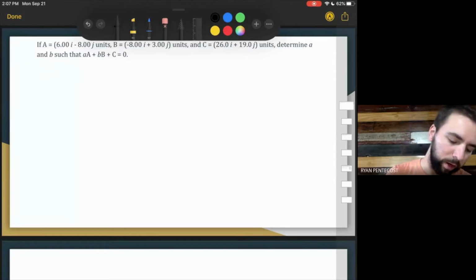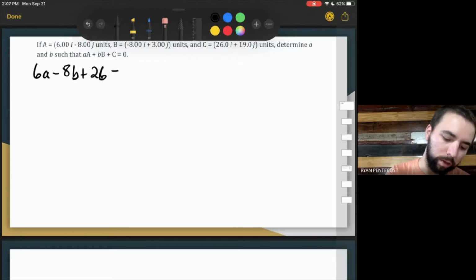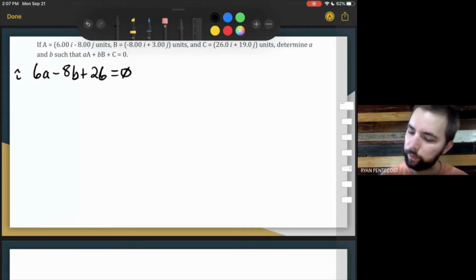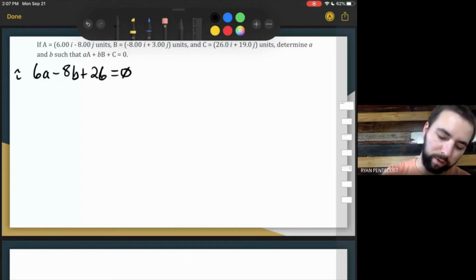All right, so from vector A, we have 6a minus 8b plus 26 equals 0. And that's all for the i's. Then for the j's, right, we have negative 8a plus 3b plus 19 equals 0.